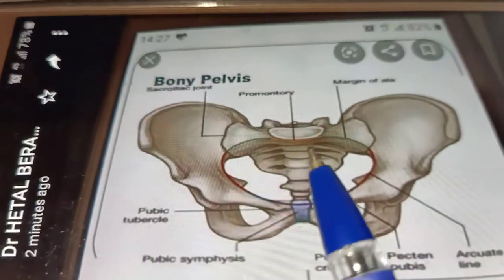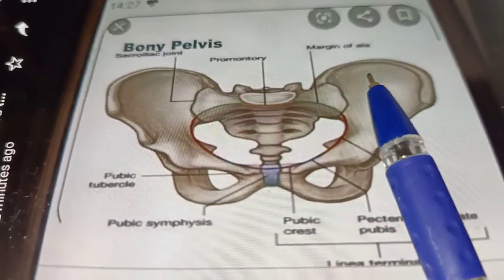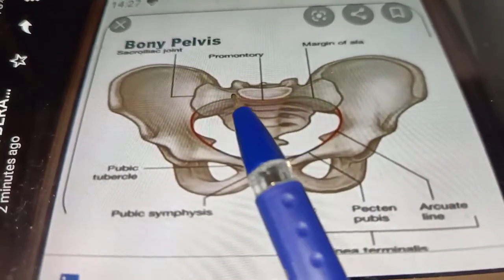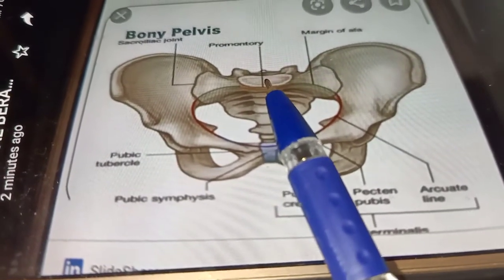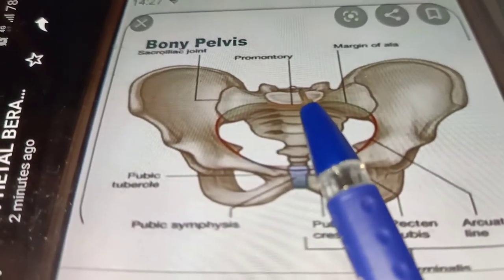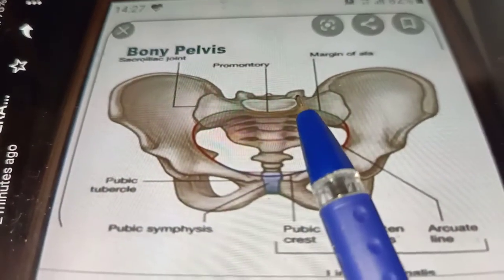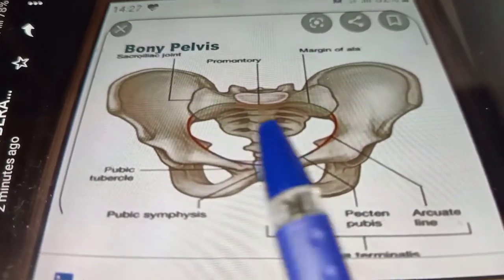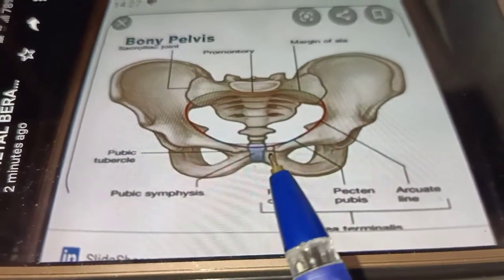Okay, so if you take the greater pelvis, posteriorly it is the iliac fossa and the base of the sacrum, the upper base of the sacrum, where the fifth lumbar vertebra sits, that is, it articulates. So posteriorly is the upper part of the iliac fossa and the base of the sacrum, and anteriorly in the front there is no bony wall. It is merely the lower part of the abdomen.